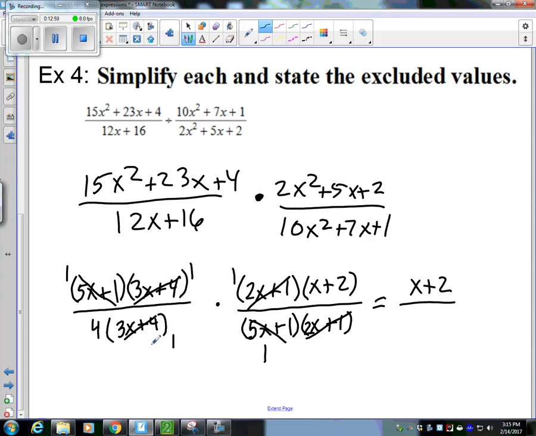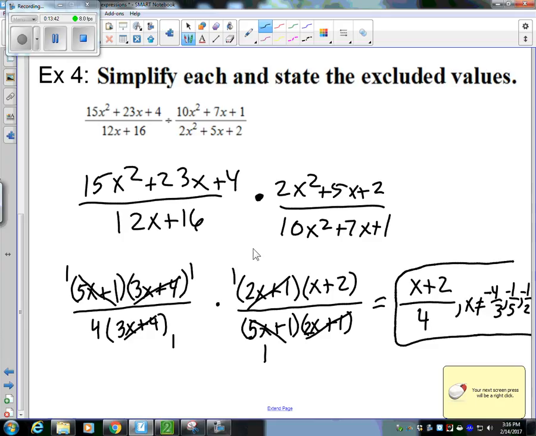And then we state the excluded values. x cannot equal... Look at your denominators. What will make each denominator factor equal to 0? So this would be negative 4/3. Here would be negative 1 over 5. And this one would be negative 1 over 2. And those are excluded values. So that's equivalent to the original if and only if x cannot equal negative 4/3, negative 1/5, and negative 1/2.